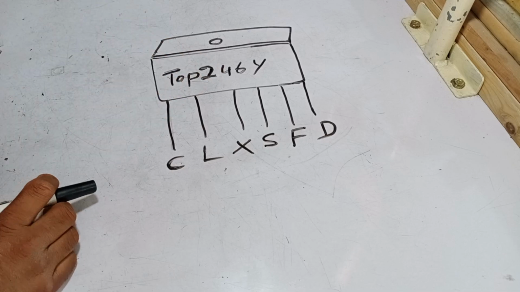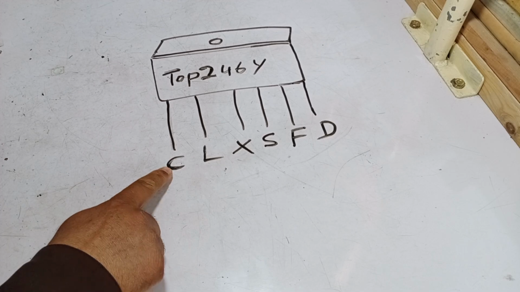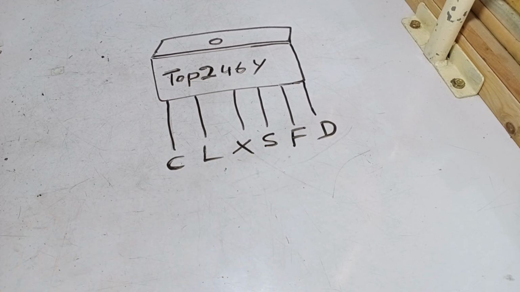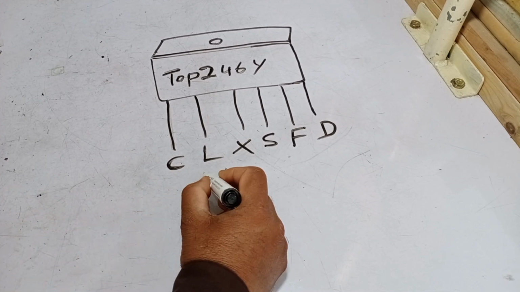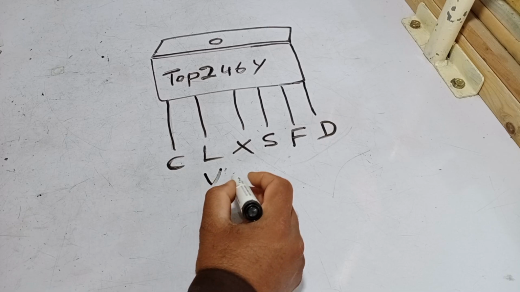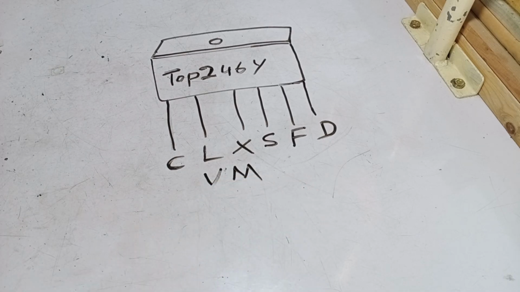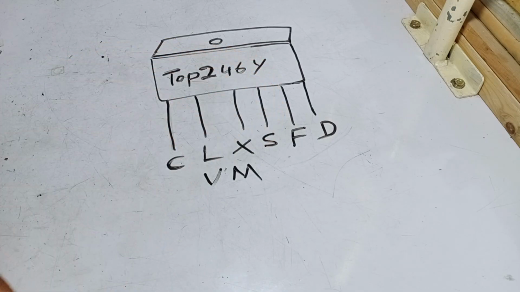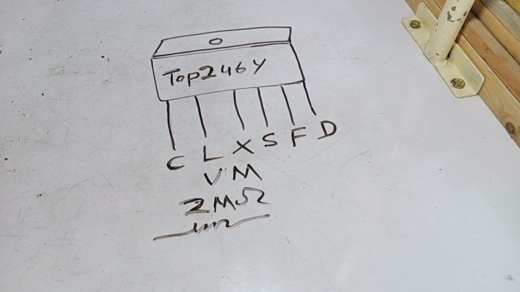Now, let's take a closer look at the TOP246Y IC to understand its features. It contains all the same components as before, C, L, X, S, F, and D, which I've already explained. The only difference lies in the L pin. What is this L? In other ICs, it appears as V or sometimes as M, representing the monitor voltages. However, there's a slight restriction in this IC that needs to be addressed. In the older IC, the maximum resistance value for setting monitor voltages was 4 megaohms, but in this IC, you can only use up to 2 megaohms of resistance.